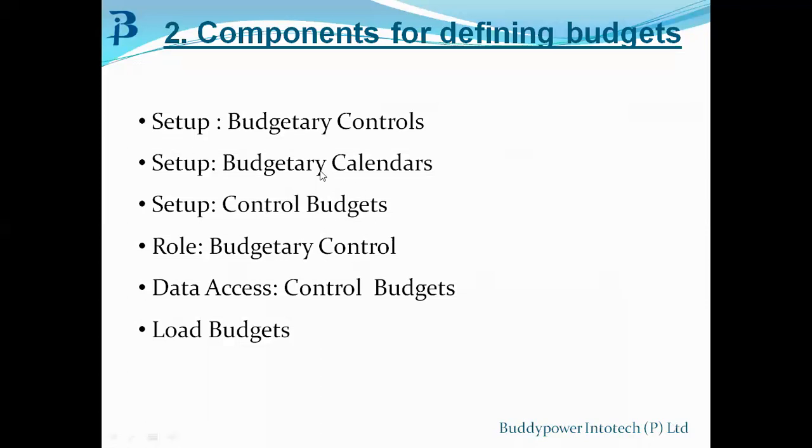At this level, you'll be defining the level of control for the budgets. So in order to do all of the above, one should have a budgetary control role. This is the role generally given to a financial planner or a budget manager or a financial analyst, right? This role gives the user access to budgetary control functionalities like defining the budget controls and all that. Then as a setup, after assigning the roles, the user should be given the data access to control those budgets. In the data access, the user is allowed to specify a budget against a particular control budget. So once we have everything in place, then we can load the budgets in the system. These are the basic components for defining the budgets.